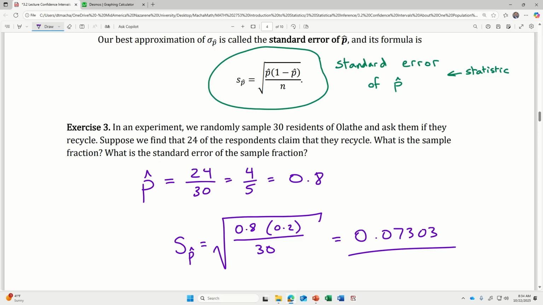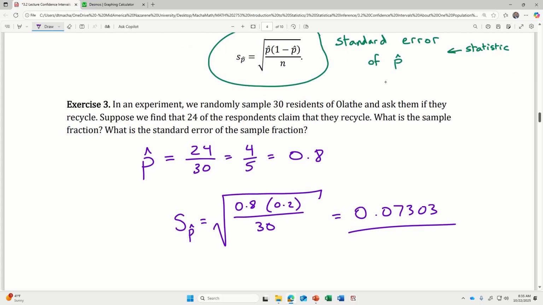Again, in this exercise, I don't know what the population fraction is. I don't know how many residents of Olathe actually recycle. But what we've done is we found the sample fraction and said, well, if all I have is the sample fraction, I can't calculate the standard deviation, but I can calculate the standard error. And that's our best approximation of what the standard deviation will be.